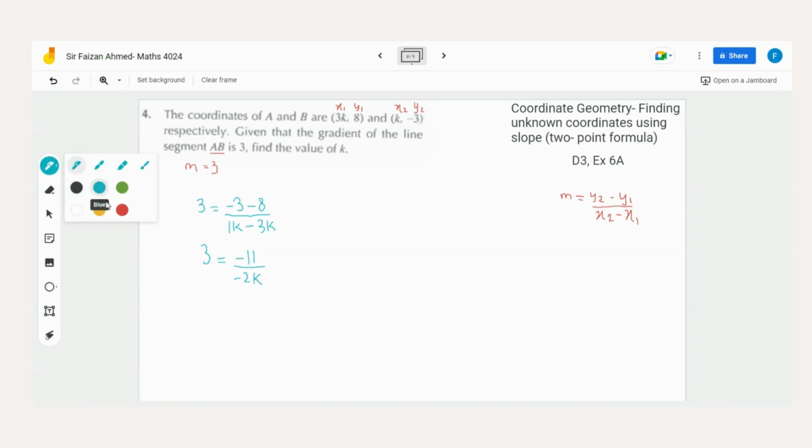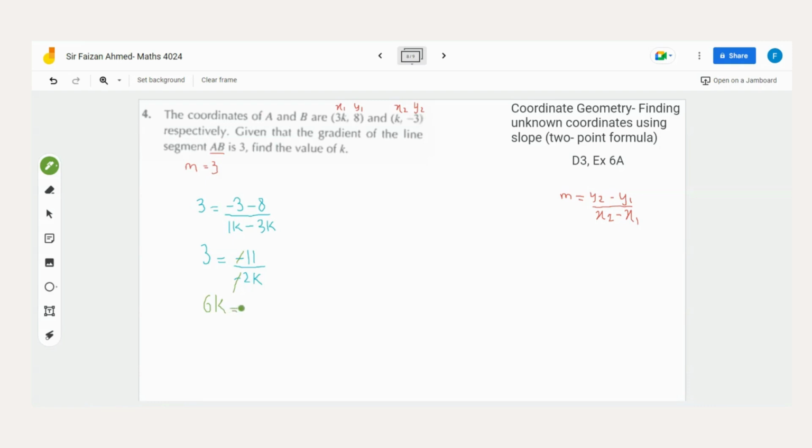So I can see a negative sign in the numerator and denominator as well. So I will just cut it down like this. It will be cancelled out. This 2k is being divided on this side. It will go on the other side and get multiplied with 3. So 3 multiplied by 2k will give me 6k. And this will be equals to 11.